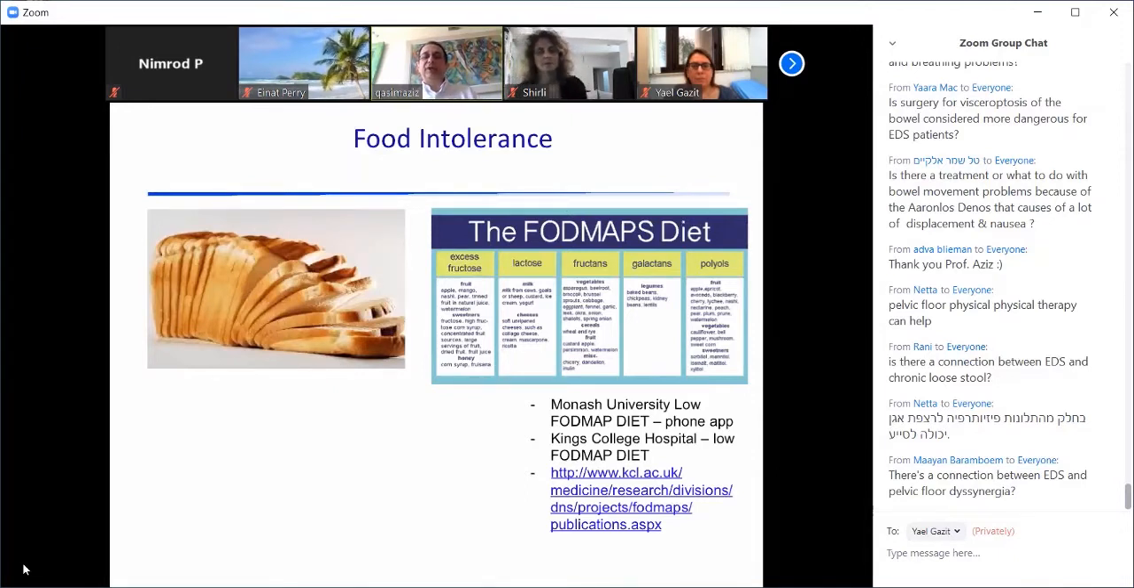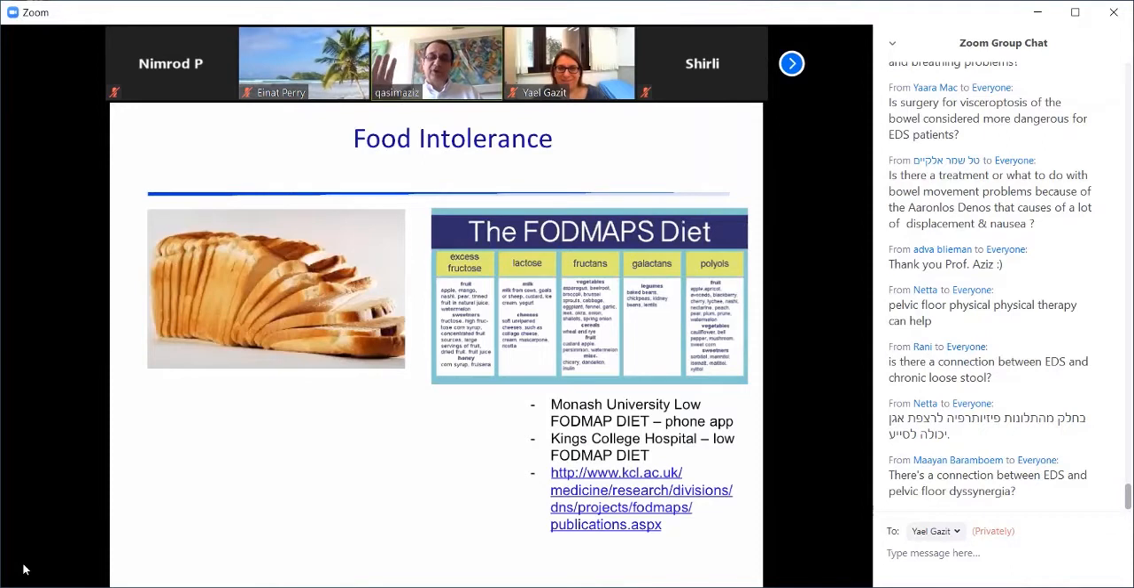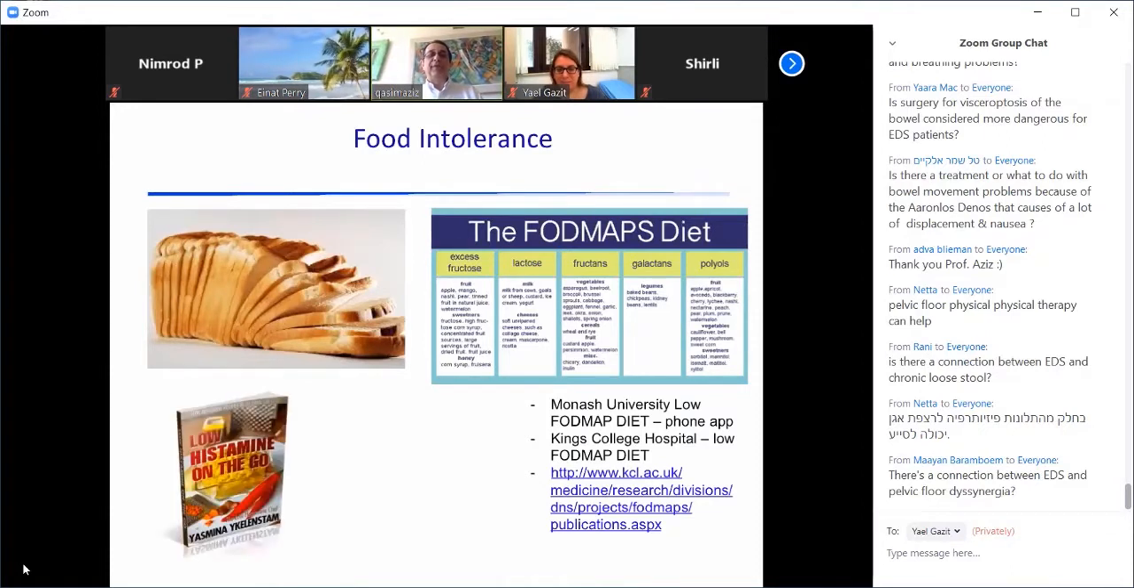So there are some resources that I've listed over there that one can look at. And there's a study that has been published very recently suggesting that FODMAP diets help patients with EDS much more so than they help patients with irritable bowel syndrome, because this diet was originally developed to treat patients with IBS, but patients with EDS seem to benefit quite a lot from just reducing the fermentable carbohydrate load.